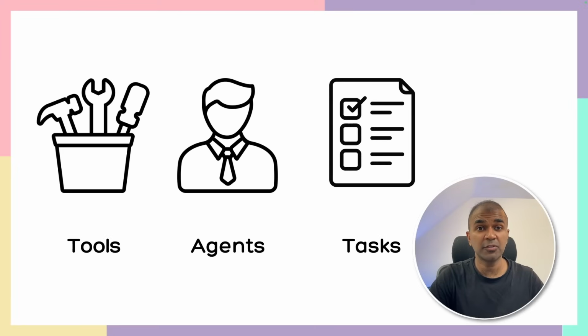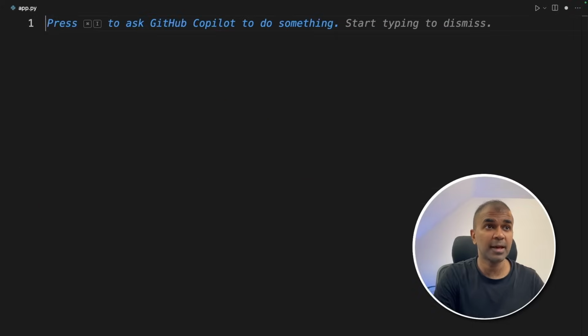So first we are going to create a custom tool to search the internet, that is DuckDuckGo search. Then we are going to create agents and assign those tools to those agents. And finally, we are going to create tasks and assign those tasks to those agents. Now I'm going to clear this app.py file.